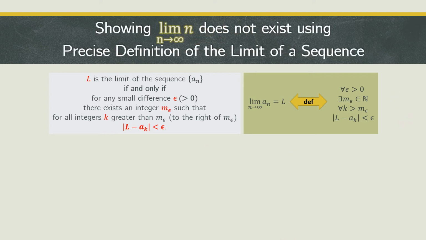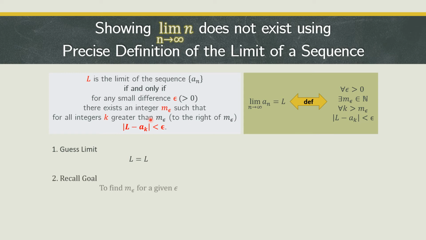Now we will apply the precise definition of the limit to the sequence n and see what happens as n gets closer to infinity, or approaches infinity. So here I just wrote the definition again. The first step is to guess a limit. In this case, we really don't have a guess, but we will assume that there is some number L that is the limit of this sequence. So let's assume that that number exists. We don't know if it does exist, but suppose it exists.